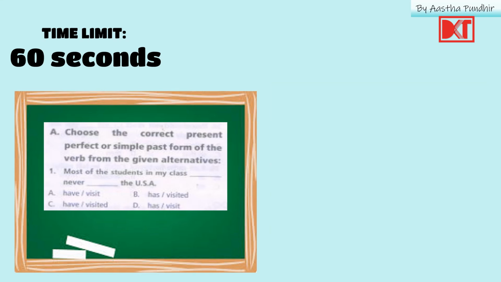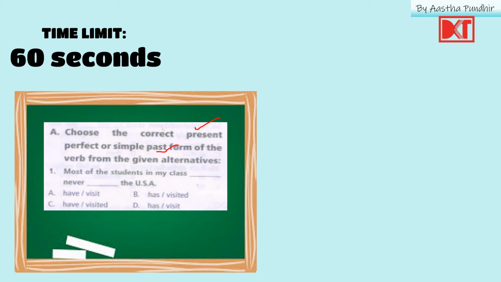Alright, so now we move on to the questions, and this is the first category of questions. Let's see. Choose the correct present perfect or simple past form of the verb from the given alternatives. Alright, so either this one will have present perfect or simple past form. Let's see. So here, most of the students in my class dash never dash the USA.